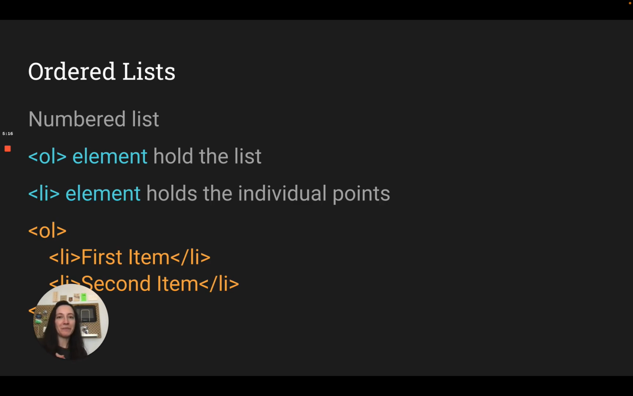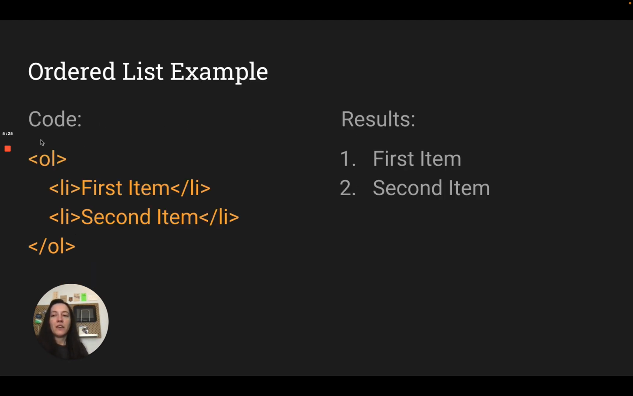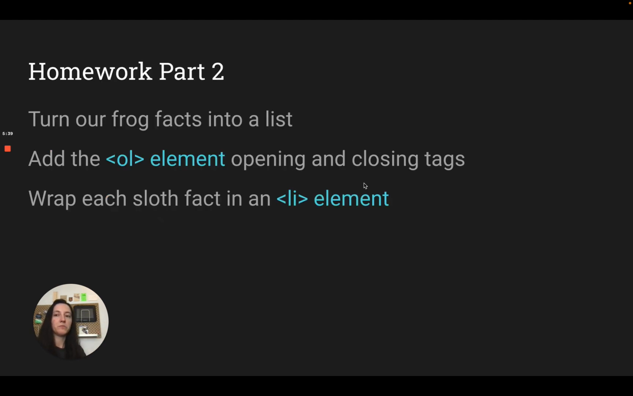It works very similarly. Instead of using UL, use OL, ordered list. And it looks exactly the same. So you have OL for the starting, /OL for the closing, and then around each item, you still use list item, LI, closing LI. And then it will look like this. In the order that you put them in, it will do 1, 2, 3, etc. So let's try it out.